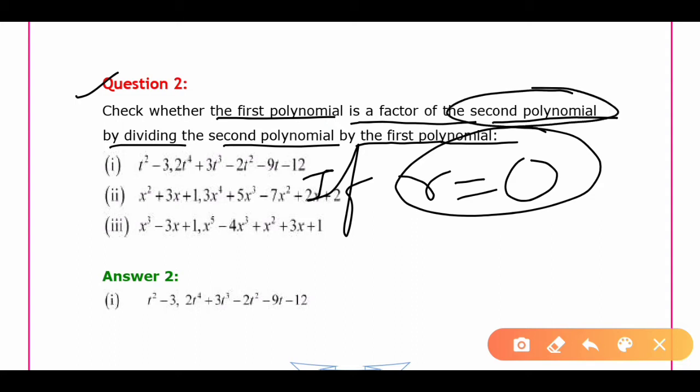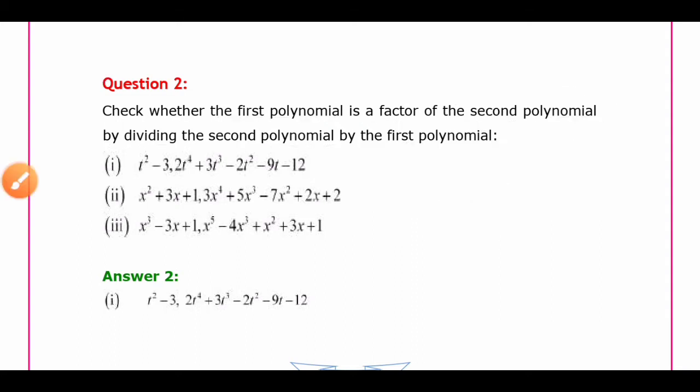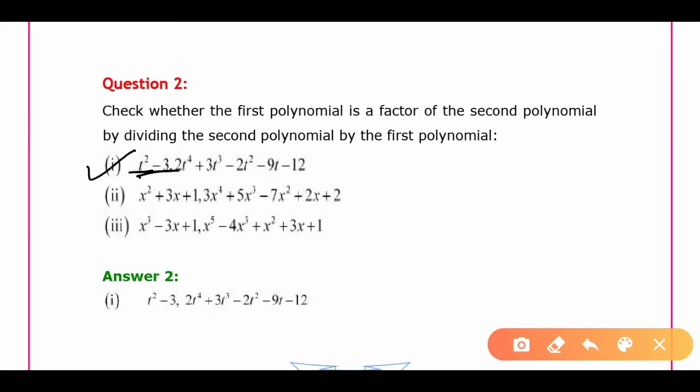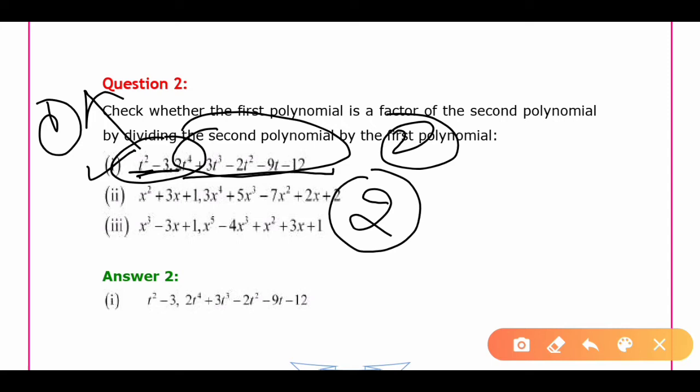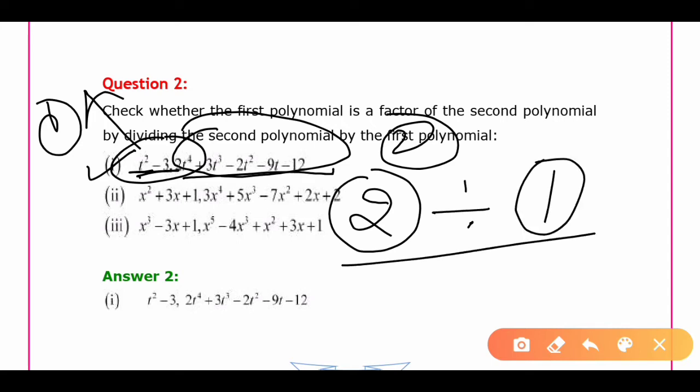Okay, so we have this type of numericals. This one is the first polynomial and this one is second. You can see this one is the second one and this one is the first one. Okay, so we will divide second by first. Okay, let's see.